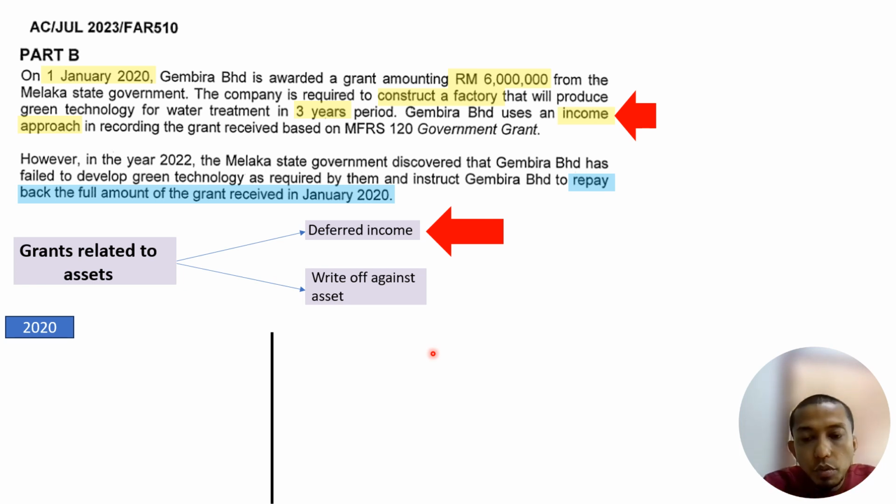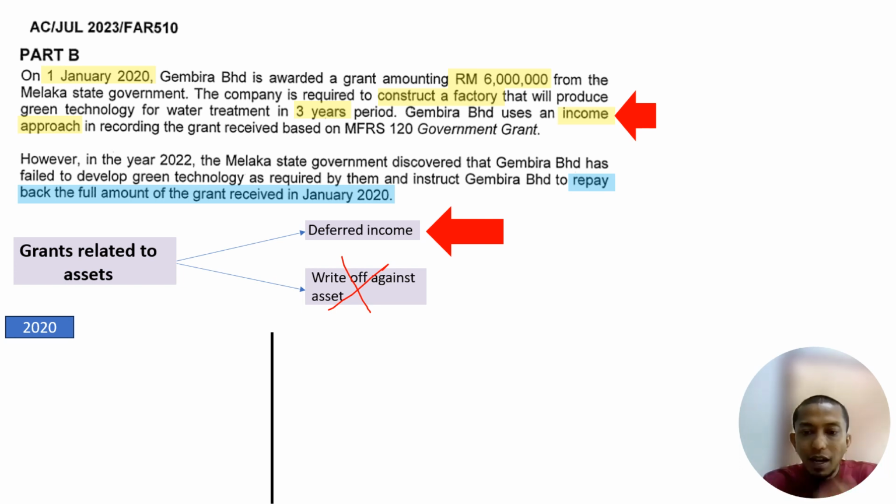In this question, we cannot follow the write off against asset method because we don't have the value of the asset. We don't have the cost of that factory; the question did not give it to us. For the write off against asset method, we need the cost of the asset so that we can deduct the grant from it. Therefore, we cannot proceed with it, and we are left with only one method, the deferred income method.